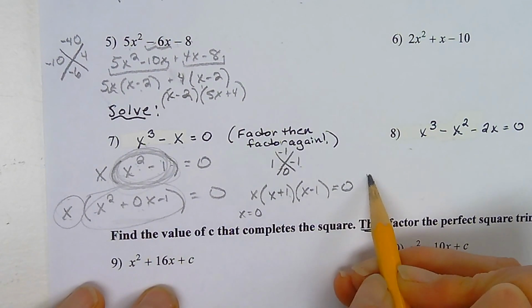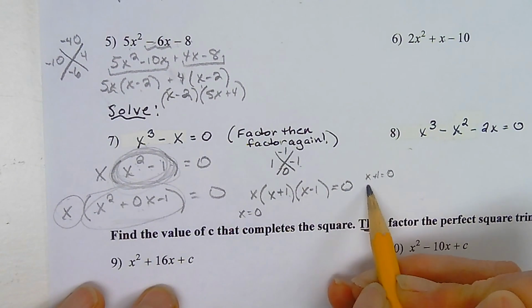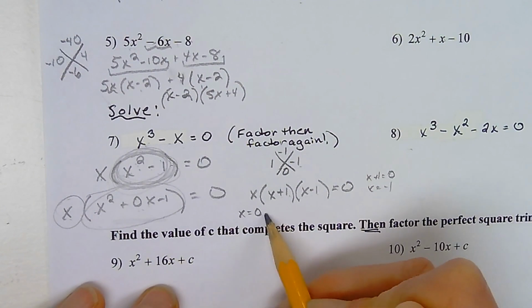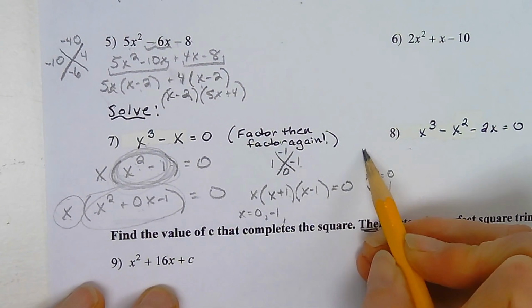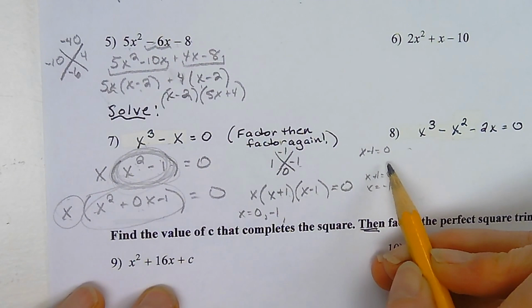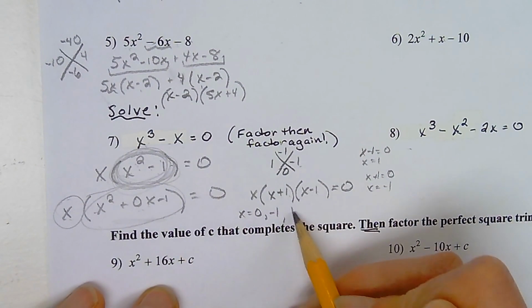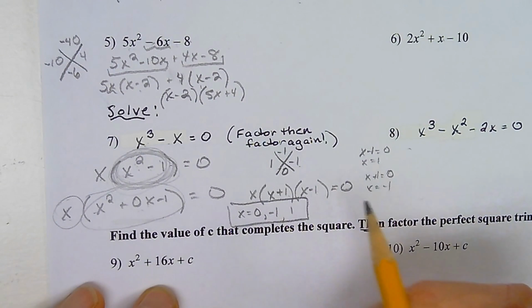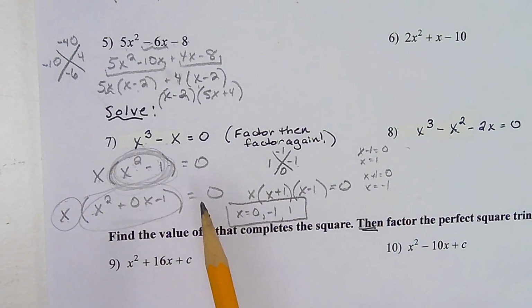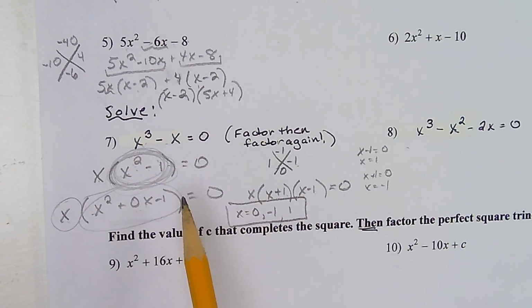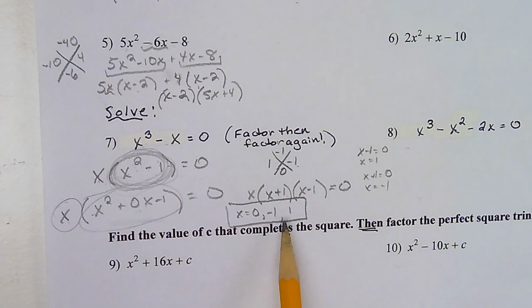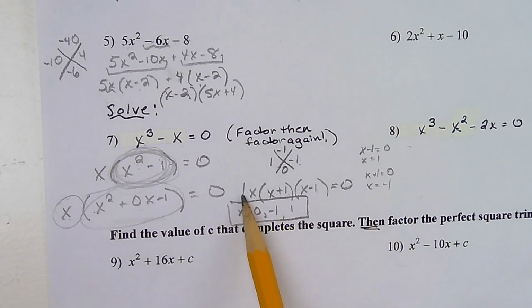Well, if x plus 1 equals 0, then that means x equals -1 is a solution. And when x minus 1 equals 0, if we set that factor equal to 0, we get x equals 1 as the other solution. Those are the 3 solutions. So this equation has 3 solutions. 0, -1, and 1. And this was the factored form right here.